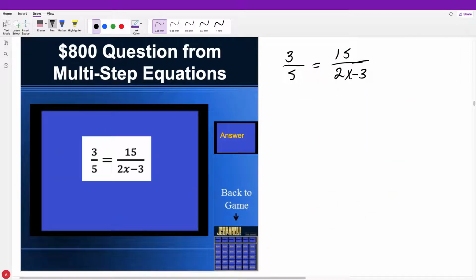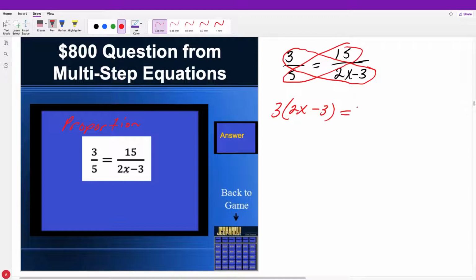All right, for this question, we have 3 over 5 is equal to 15 over 2x minus 3. Remember, this problem is called a proportion, and that's whenever we have 2 fractions that are equal to each other. To solve proportions, we do what's called cross multiplying. We multiply one numerator with the opposite denominator, and then the other numerator with the remaining denominator. Then we just need to make sure we're multiplying correctly. You see I put it in parentheses because that 3 needs to be multiplied to both the 2x and the minus 3, so we need to make sure we distribute.